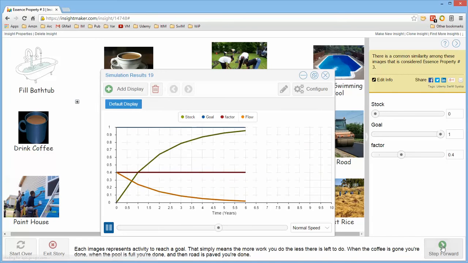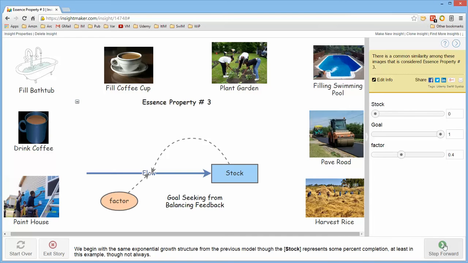And the typical structure for this kind of activity is you have a goal, you start at some starting point, and you progress toward that goal, and the activity that moves you toward the goal begins at some level and declines over time until the current value reaches the goal, at which time the activity stops. This behavior is created by a structure which initially looks, or in part, looks just like the reinforcing growth structure from previous.